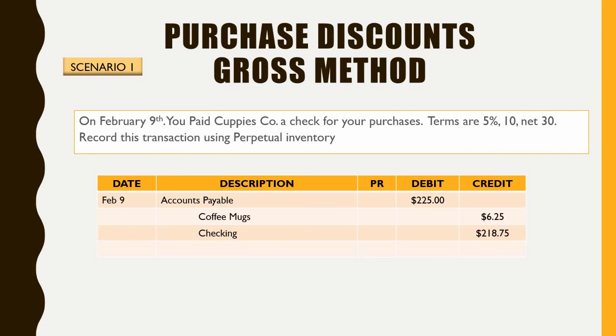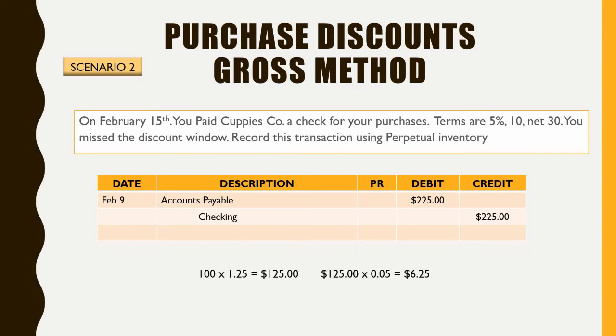And of course, if you paid after the discount date, you just pay for the full amount. Simple and easy as that. You just pay for the full amount. No discount is taken out or anything like that. Okay? Any questions for chapter 7.3?